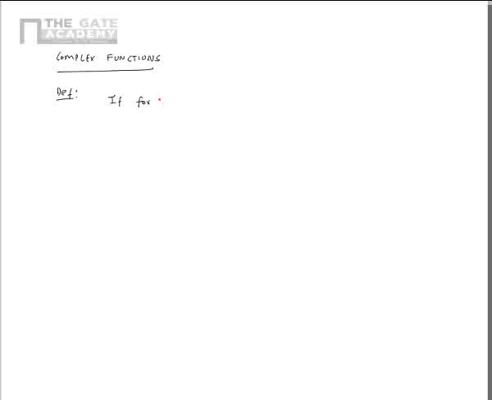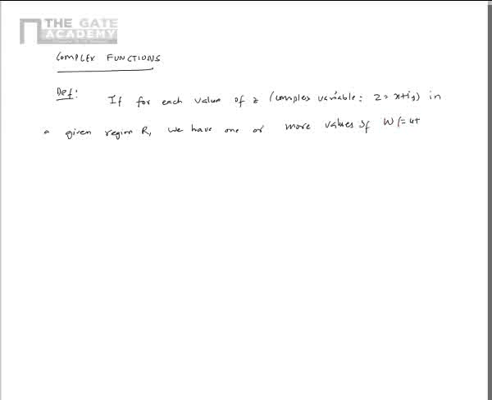If for each value of z, which is a complex variable, in a given region R, okay, so for each value of z, complex variable z, if we have one or more values of w, which can be expressed as u plus iv, then w is said to be a complex function of z.